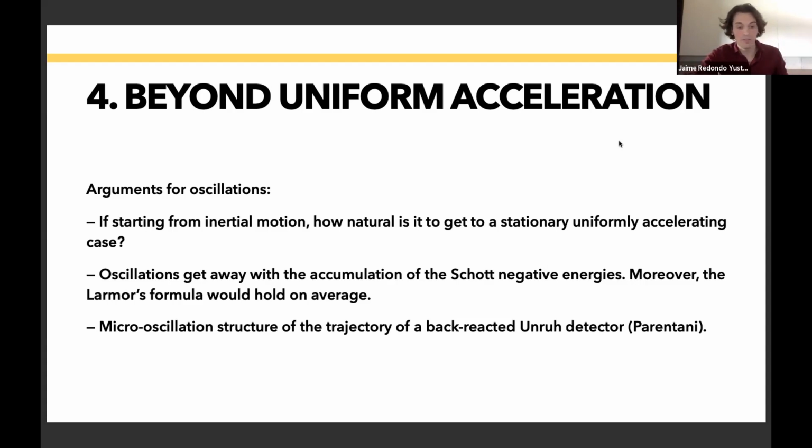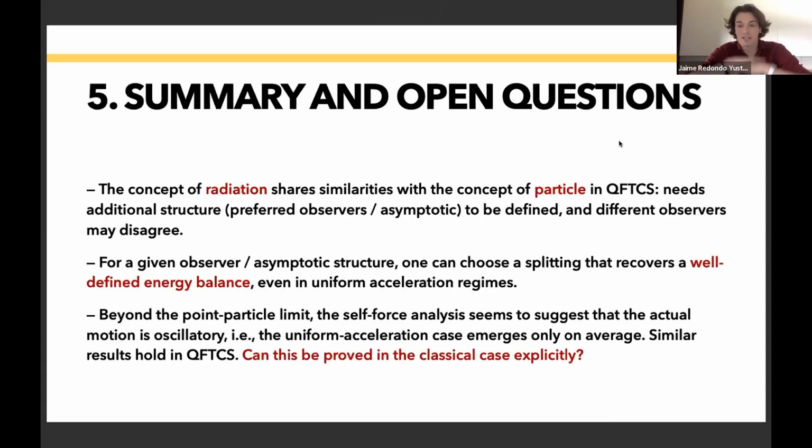So just to keep things brief and on time, I'm going to summarize the main points of this brief talk. The first idea is that the concept of radiation shares some similarities with the concept of particle in QFT in curved spacetimes, in the sense that we need some additional structure. We cannot define radiation globally for a given charge, but we have to define radiation with respect to one observer or with respect to an asymptotic structure of a spacetime. And in particular, different observers can disagree on whether they measure radiation or not, depending on, as Stephen Fulling was mentioning before, whether the observer has access to just the Rindler wedge or the whole spacetime, for example.